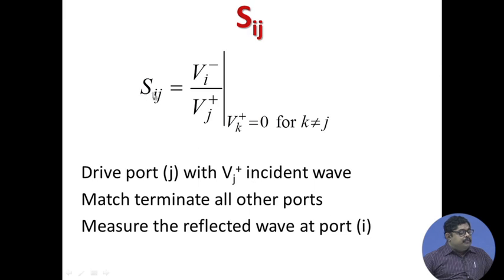So, by this we can find out any S parameter. This is the measurement procedure: we put match termination at all other ports except the port where we are trying to give the incident wave, and measure the reflected wave at the designated port.